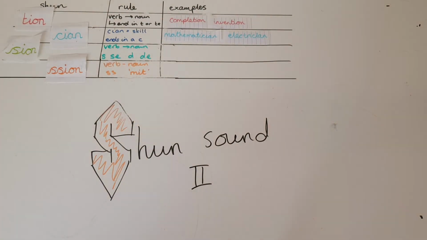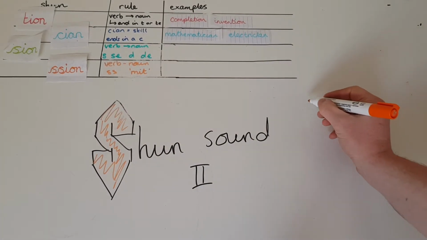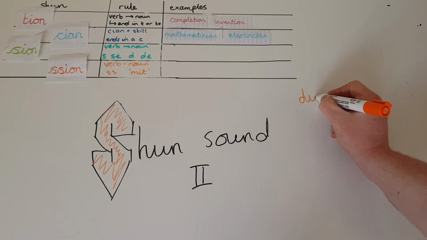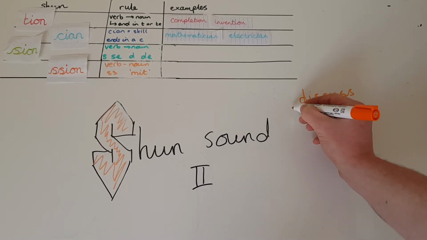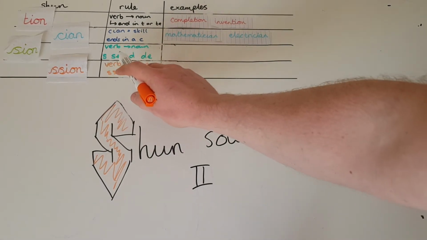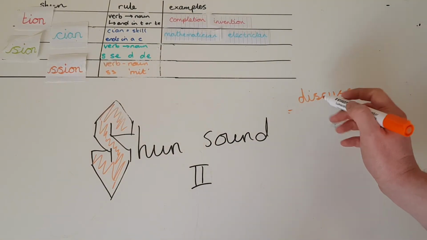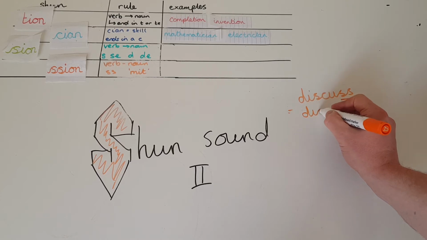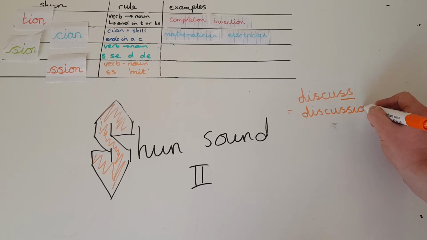So, let's look at the word discussion. The root word for discussion is discuss. Ta-da! Now look at what discuss ends in. It's not just an S, so we're not just going to put an SION at the end. It's a double S, okay? So that is where we then have discussion. The root word ended in a double S.